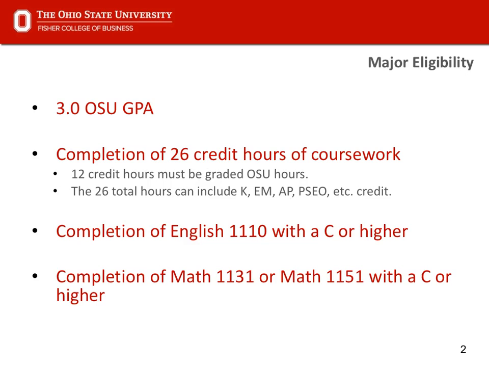Third, you must have completion of English 1110 with a C or higher. English 1110 is your first year writing course. It is important to note that a C- is not a C. If you earn a C-, you will have to retake the class. Fisher will accept AP or transfer credit for this class. However, if you're transferring this class into OSU, your grade must still be a C or higher at your previous institution to be accepted.